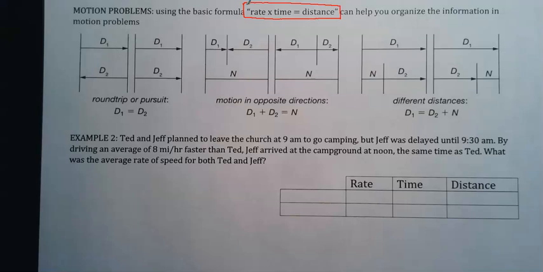If we are looking at a round trip or a pursuit problem, so if you go to school and you come back, this is what happens. Your first distance, say you're going to school, is the same as your second distance, which is coming home. This is why this one is a round trip. These are like your starting and ending points. It's also a pursuit problem.